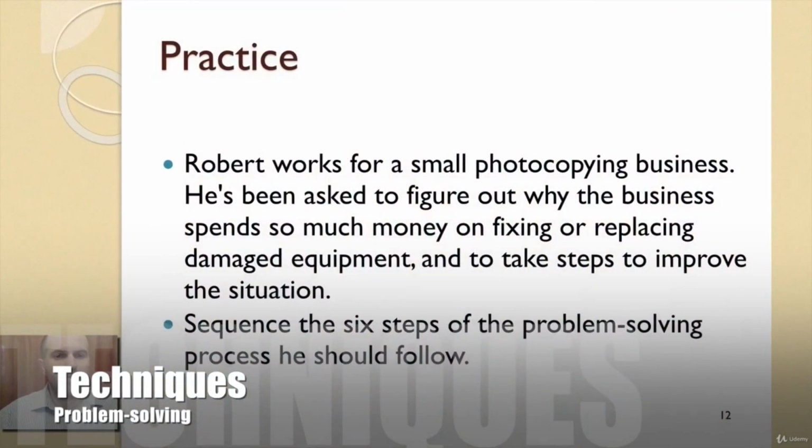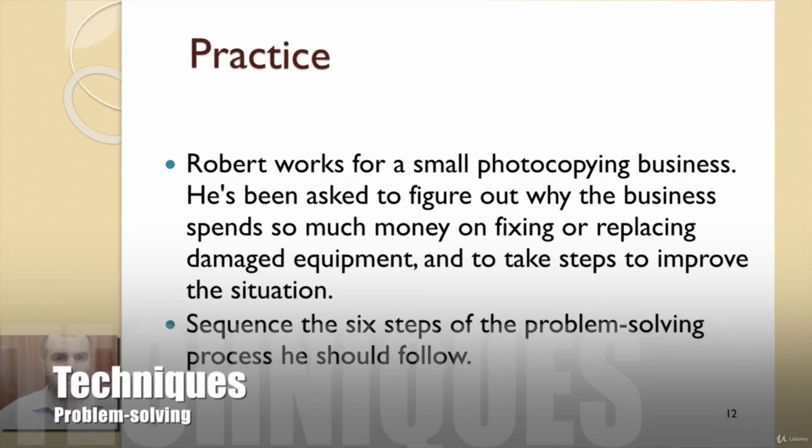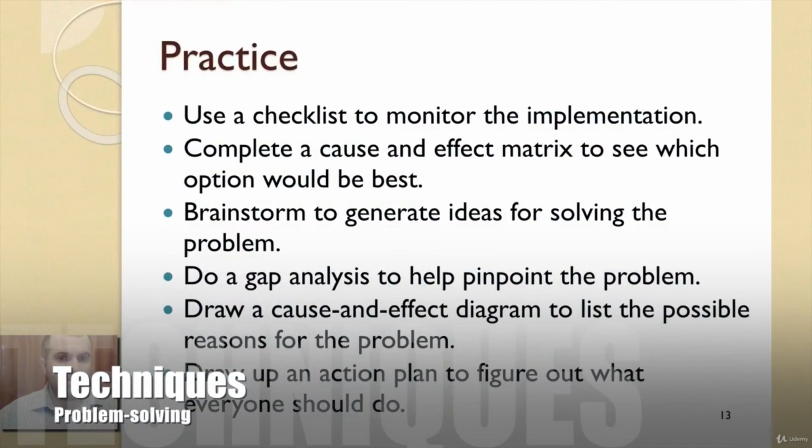Now, stop this video and try this practice exercise. We have one virtual employee, Robert, who works for a small photocopying business. He's been asked to figure out why the business spends so much money on fixing or replacing damaged equipment and to take steps to improve the situation. Try to sequence the 6 steps of the problem-solving process he should follow. Stop the video, as I said, for a minute and try to organize these activities in the correct order.